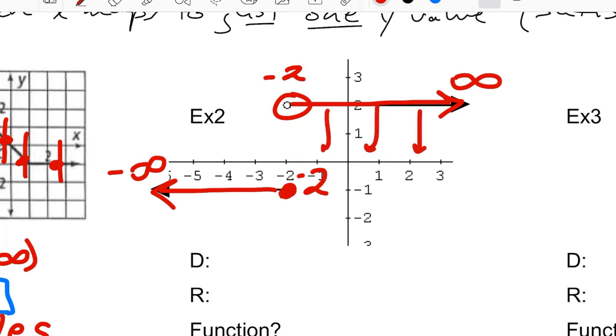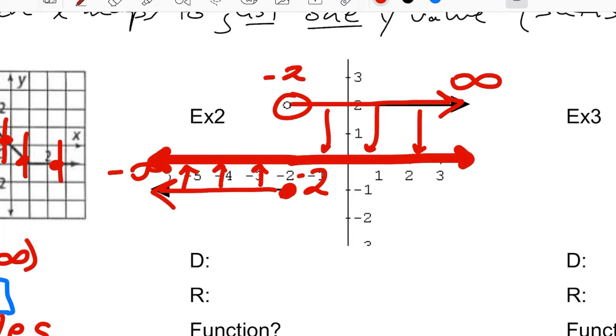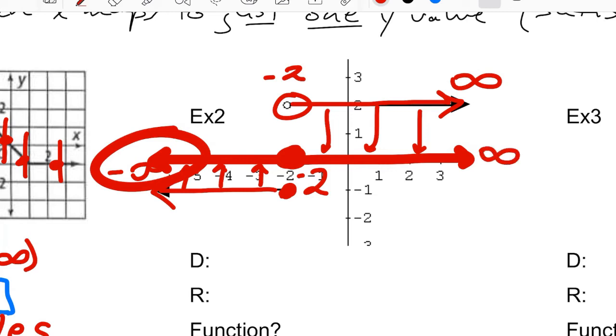If you draw lines to the x-axis, you will quickly realize that eventually you touch every point along the x-axis, including -2, including everything to the left of -2, and including everything to the right of -2. We're trying to make the argument that this graph has no restriction on the domain. It goes left and right forever.